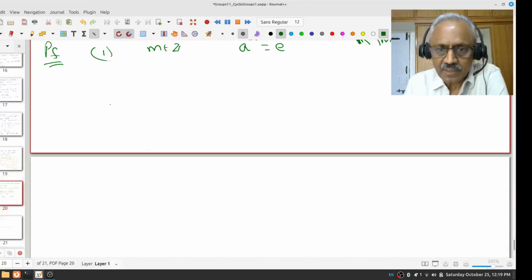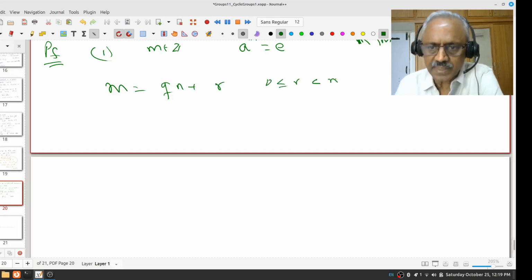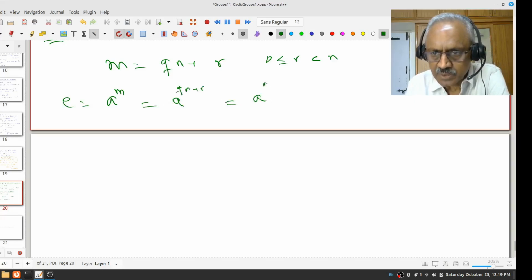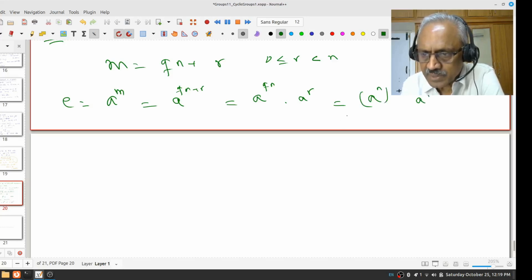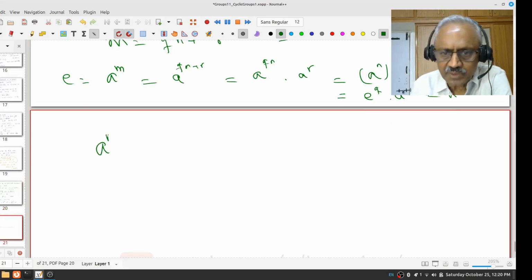So let us write. Therefore, m by the division algorithm will be qn plus r, where 0 less than or equal to r less than n, right? Now I know a to the power m is identity, but a to the power m is a to the power qn plus r. By the law of exponents, a to the power qn times a to the power r. By again the law of exponents, a to the power n, whole to the q, times a to the power r. But a to the power n is identity, therefore e to the power q times a to the power r, therefore a to the power r. Therefore what I have found is a to the power r is identity.